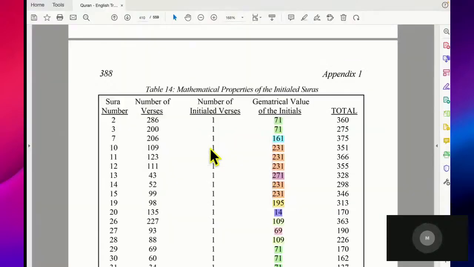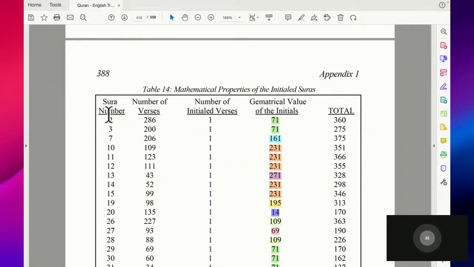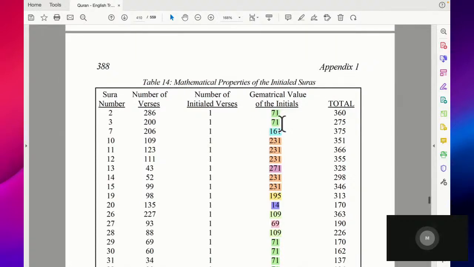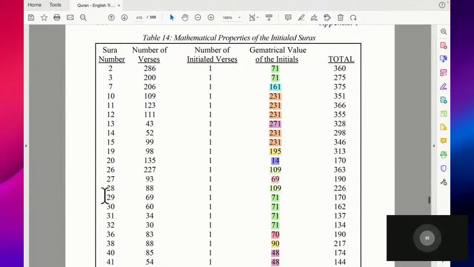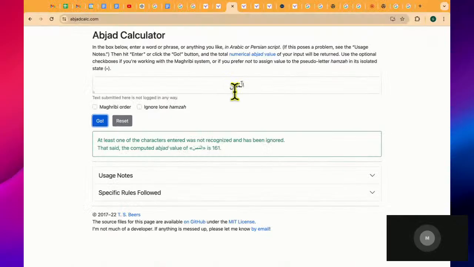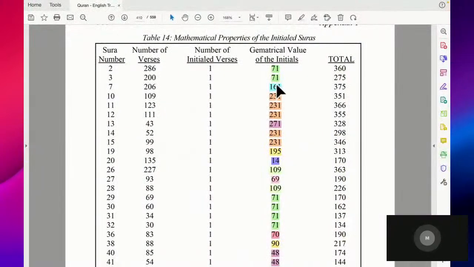Now, if you look at this table, you see that for Surah 2, we have geometrical value of the initials, only the geometrical value of the initial verse, the first initial verse. That's what we are doing here. Surah 3 is also Aleph Lam Mim, so it's 71. Obviously, I have color coded them. We have Surah 29, 30, 31, and 32. They're Aleph Lam Mim, and they are 71. Surah 7 is Aleph Lam Mim Sad. Aleph Lam Mim Sad, it's 161 if you look here, and we have 161.